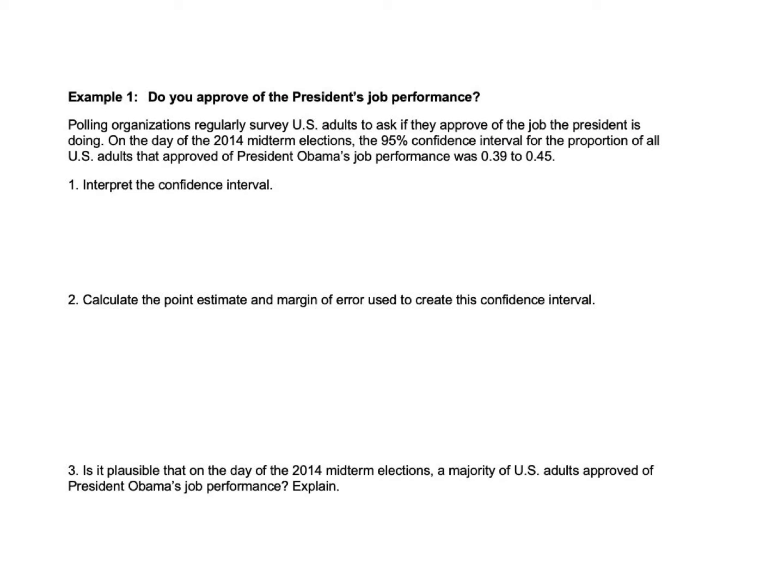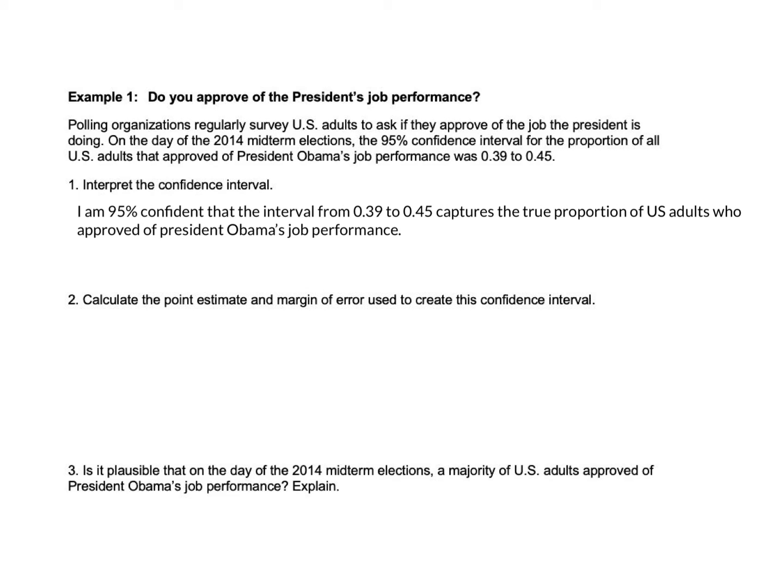Okay, so polling is where you see confidence intervals all the time. Polling organizations regularly survey U.S. adults to ask if they approve of the job the president is doing. On the day of the 2014 midterm elections, the 95% confidence interval for the proportion of all U.S. adults that approved of President Obama's job performance was 0.39 to 0.45. Interpret the confidence interval. So I've stated that I'm 95% confident that the interval from 0.39 to 0.45 captures the true proportion of U.S. adults who approved of President Obama's job performance.